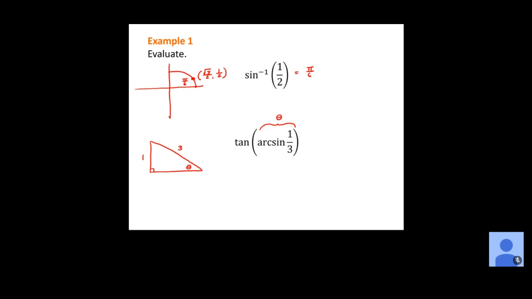Okay, so again, anytime you've got an inverse trig function, all that represents is an angle. So you can draw a right triangle from that angle. Arc sine is going to give us 1/3, which is opposite over hypotenuse. So we can put that in the triangle.